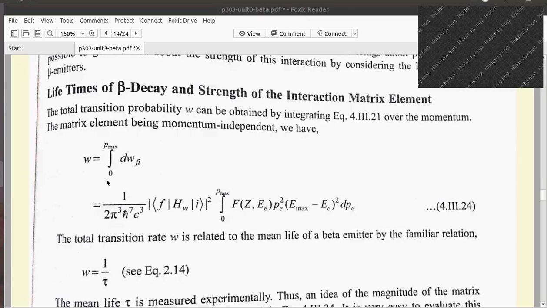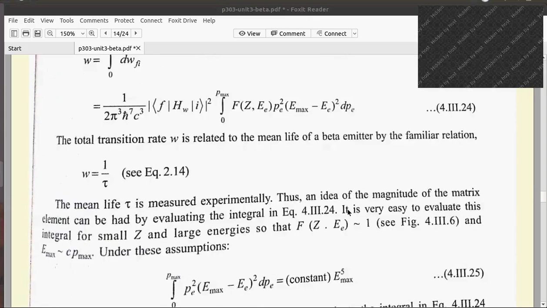Therefore W is equal to the integral from zero momentum to maximum momentum of dW. In this case, again, this is a constant, so it will come out. This is also a constant independent of momentum, because we have assumed that the matrix element is independent of momentum. This term is outside. So now the integration takes place over what? Your Fermi function, momentum, energy, momentum, and change in momentum.